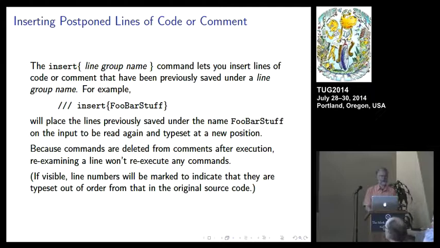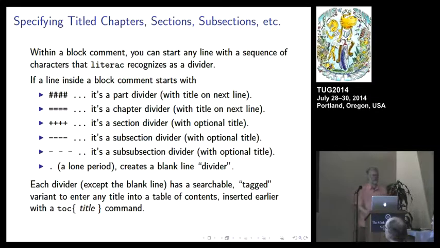Then inside block comments, you can create visual dividers. So you can say this is a part, a chapter, a section, subsection, etc. Or you can just create a blank line, which TeX would normally use as a paragraph separator, but you can say I want a verbatim blank line at any spot by using a lone period. So those are various types of dividers. You can tag them with any characters that you like, so that they're searchable, and that actually declares them as, please look at the next line, take it as a title, and put it into a table of contents. So it works pretty well.